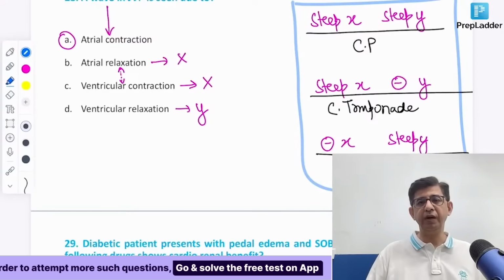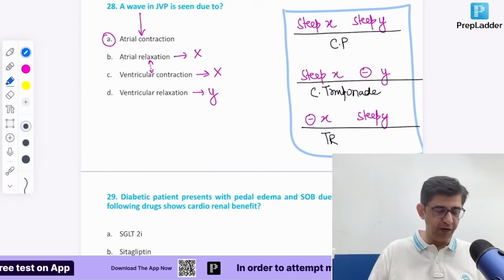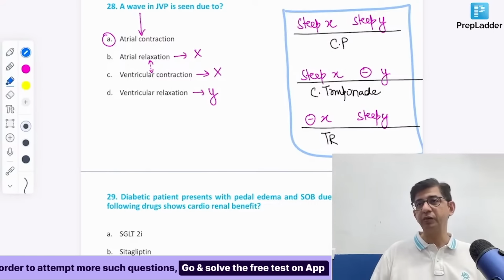Steep X and steep Y, steep X and absent Y, and absent X and steep Y are standard features along with the A wave in the JVP. And yes, I got good comments for tricuspid regurgitation as well.